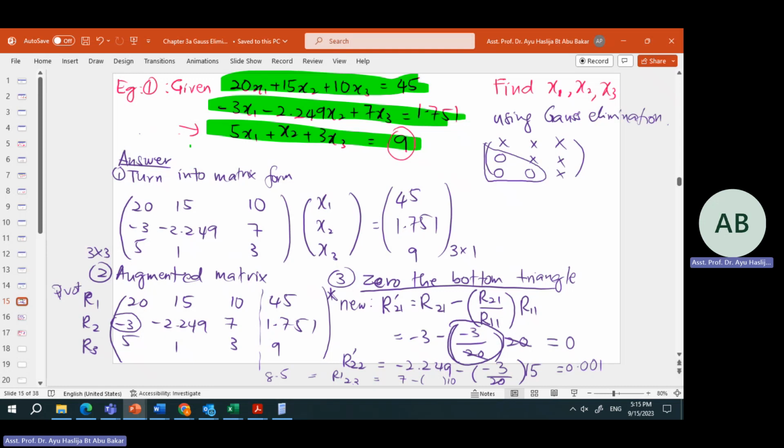There's one more thing to check. There is one more method to validate your answer using calculator. Are you familiar using calculator with the matrix? No. Yes. Yes.